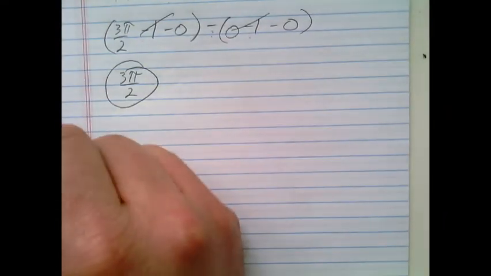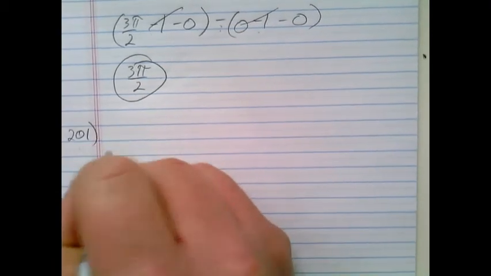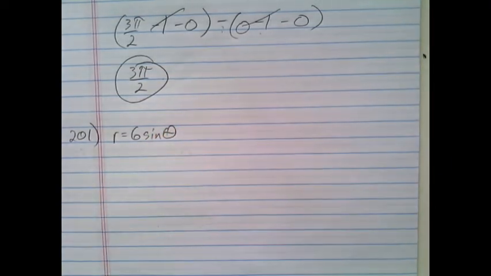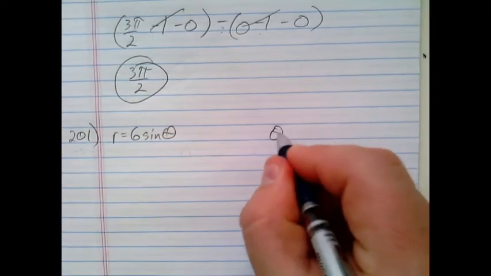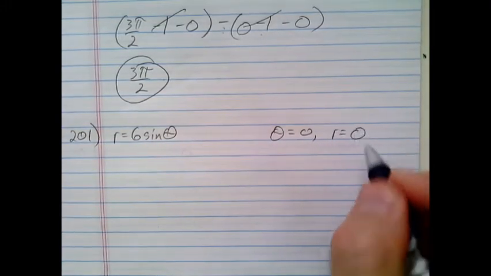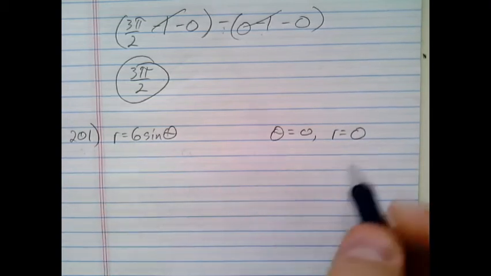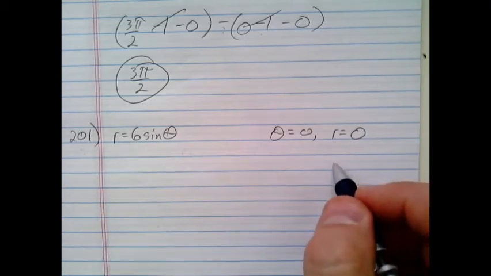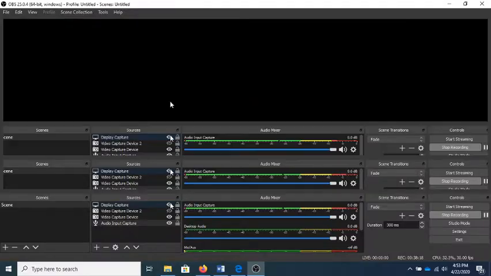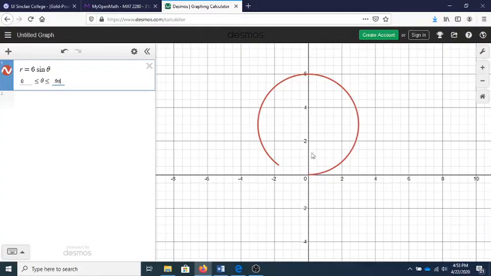So, problem 201. r equals 6 sine theta. Okay, you could say, all right, when theta equals 0, r would equal 0 because sine of 0 is 0. So we're starting at the origin. A lot of times curves complete when they get back to the origin. That's not always the case, but since I know what this circle looks like, I kind of know that it is here. Okay, once I get back to the origin, my circle would be done.